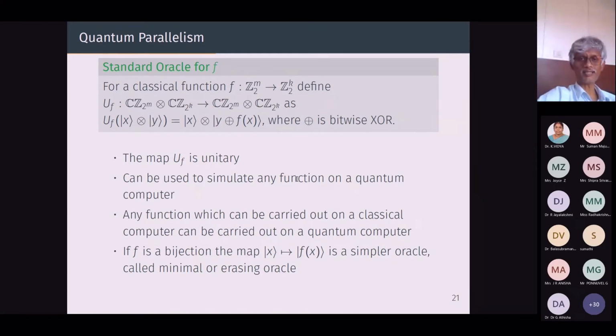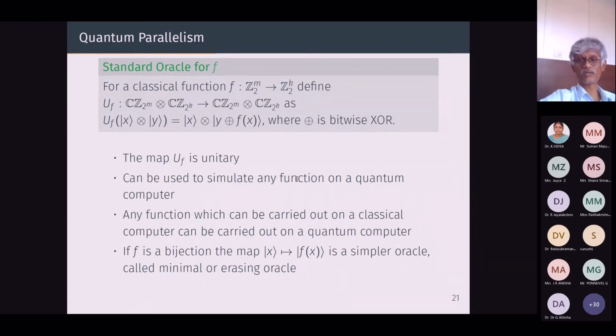Whenever we have a classical function f, operating from m classical bits to k classical bits, you define this unitary U sub f. It takes the 2 to the power m dimensional vector space, which is the first one, tensor the 2 to the power k dimensional vector space, the second one in the tensor product, to the same space again, defined as follows. When you apply U_f to ket of x tensor ket of y, you get ket of x tensor ket of y XOR f of x.